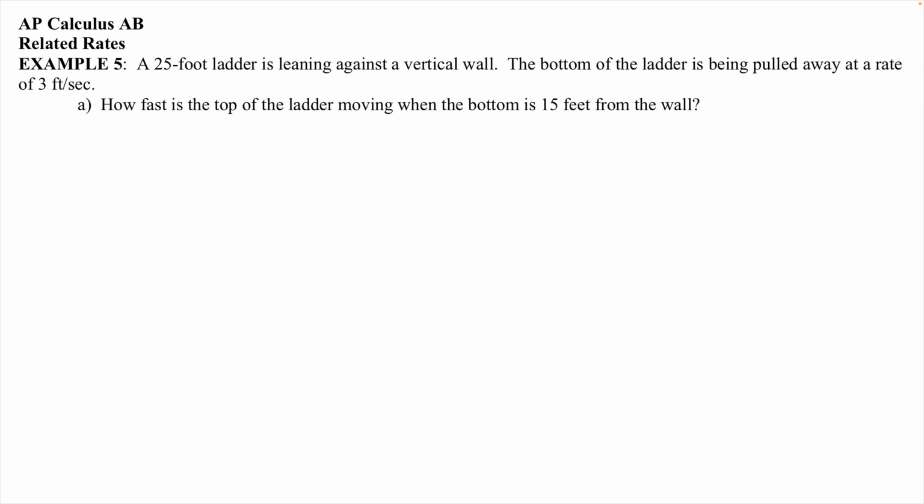Okay, so here we go. We have a 25-foot ladder leaning up against a vertical wall. The bottom of the ladder is being pulled away at a rate of 3 feet per second. How fast is the top of the ladder moving when the bottom is 15 feet away from the wall? So what I want you to do is two things. Draw a picture, label what we have.